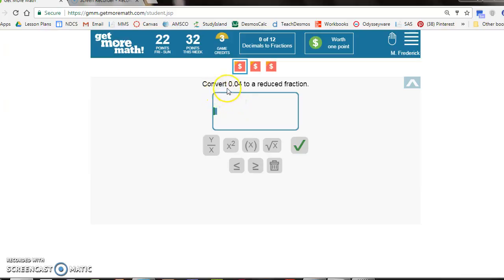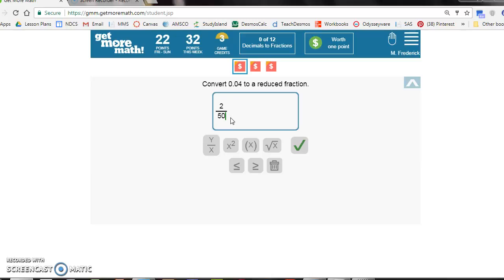Note that we are to convert 0.04, which is 4 hundredths, to a reduced fraction. So we'll use that proper math terminology to note that this is 4 hundredths, or 4 over 100. However, both 4 and 100 can be divided by 2. So we need to make sure that we do that. 4 divided by 2 is 2, and 100 divided by 2 is 50. So this is 2 over 50.